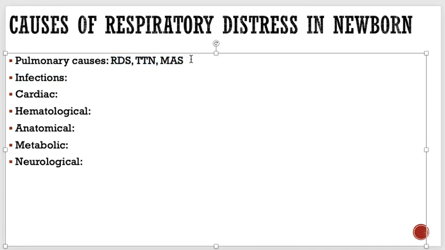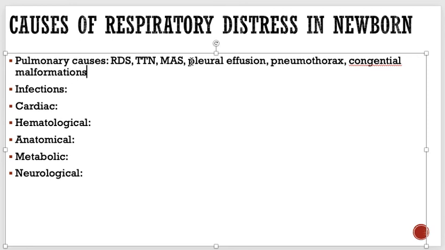In the next lecture we'll be discussing respiratory distress syndrome, transient tachypnea of newborn, and meconium aspiration syndrome. Other causes are quite common, and many of them you know already. It could be pleural effusion, it could be pneumothorax. All these can be birth injuries and can be managed. Or there can be congenital malformations simply.